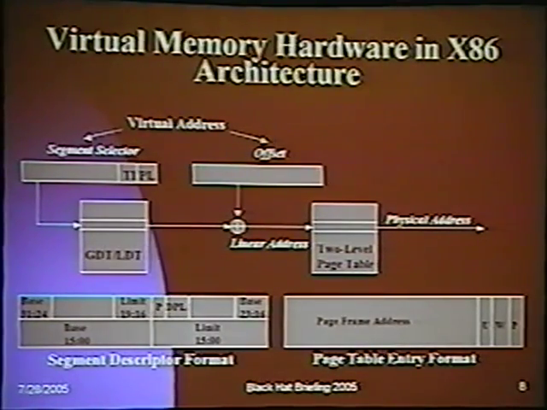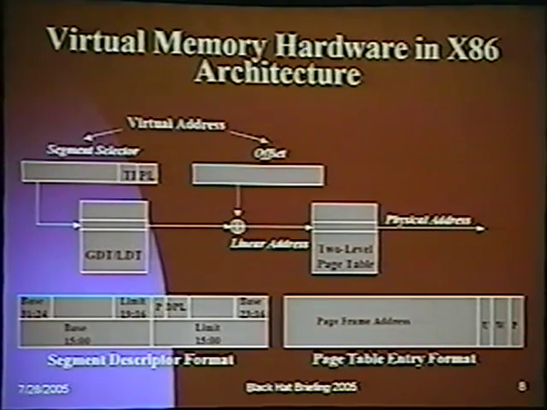Every memory reference in x86 architecture includes two components. One is a segment selector, the other is an offset. So whenever you write a C program, for example, that eventually gets compiled into binary, every memory reference consists of these two things. You have to specify the segment selector and you have to specify the offset.